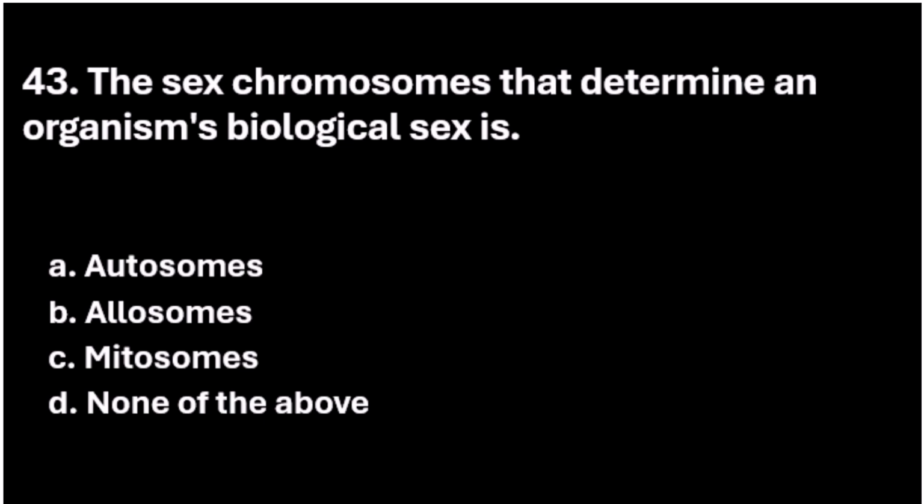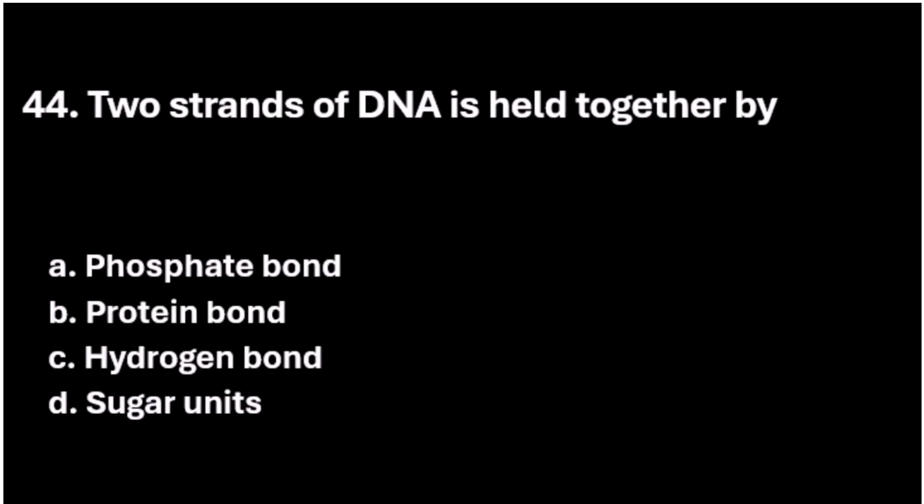Next question. The sex chromosome that determines an organism's biological sex is: option A, autosomes; option B, allosomes; option C, mitosomes; option D, none of the above. The right answer is allosomes. Allosomes are the sex chromosomes that determine an organism's biological sex.